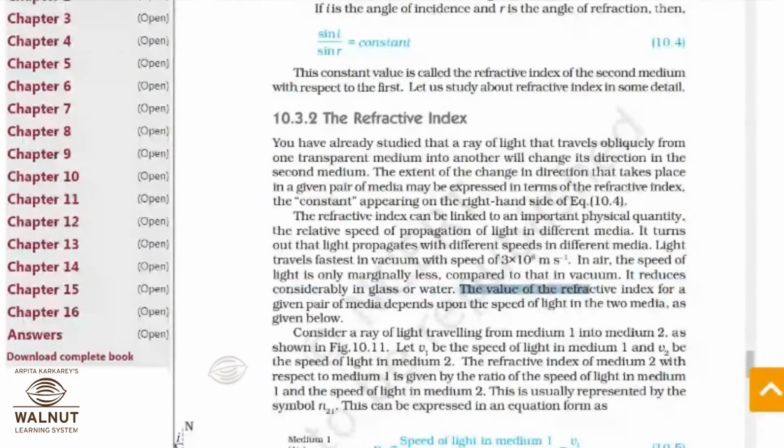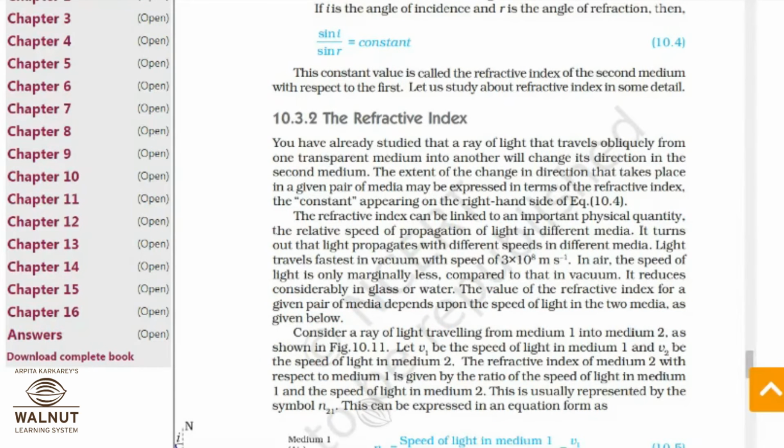So the value of the refractive index for the given pair of media depends upon the speed of light in two media as given below. So we will consider the speed of light in two different transparent media whenever we have to calculate the refractive index. Getting it, everyone? Till here, what is a refractive index? Or should I explain you again?